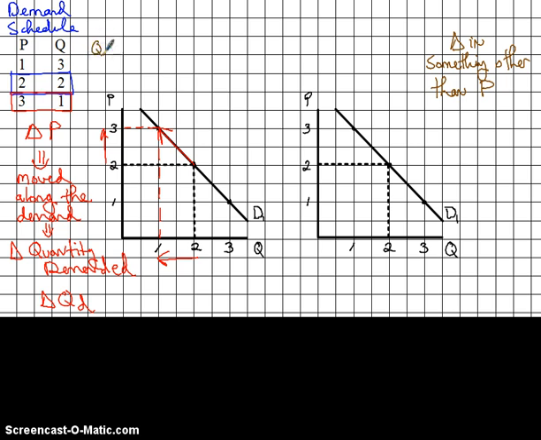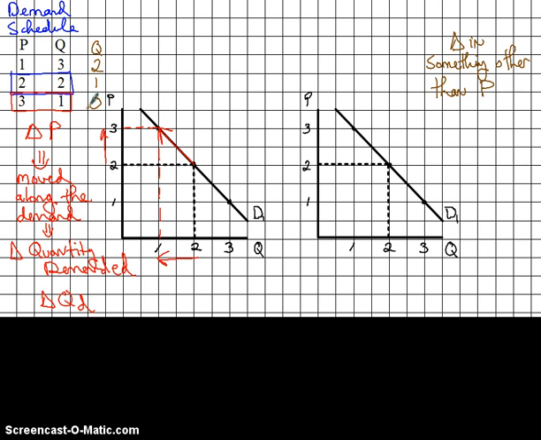So we're going to get a new demand schedule. It used to be when the price was $1, people bought 3 apple juices. Now they'll only buy 2 because they're a little bit worried about this new news about cancer. If the price is $2, they used to buy 2 units of apple juice. Now they only buy 1. And if the price was $3, they used to buy 1 unit of apple juice, but now they won't buy any. In other words, at every single price, they'll buy less apple juice now than they did before because of this bad news.